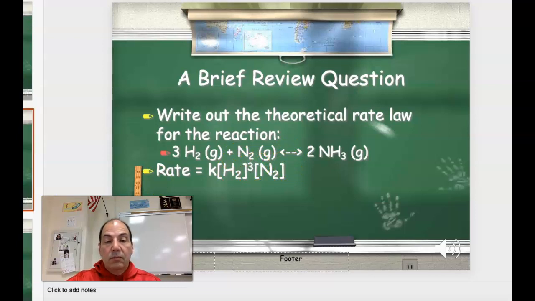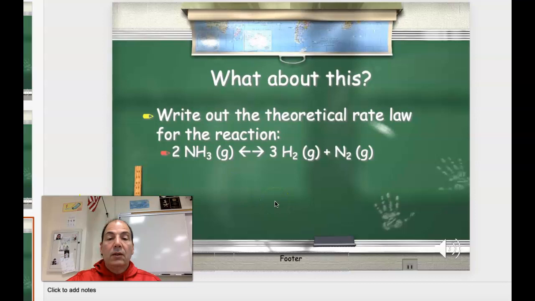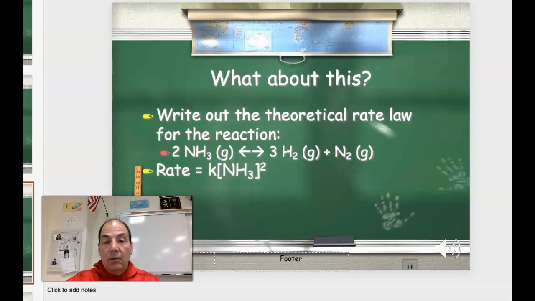Good. What about if we looked at the reverse reaction? What if we were to start with ammonia to make hydrogen and nitrogen? Well, now ammonia is the reactant. So our rate now becomes rate equals K times the concentration of ammonia squared. So why did we do that?